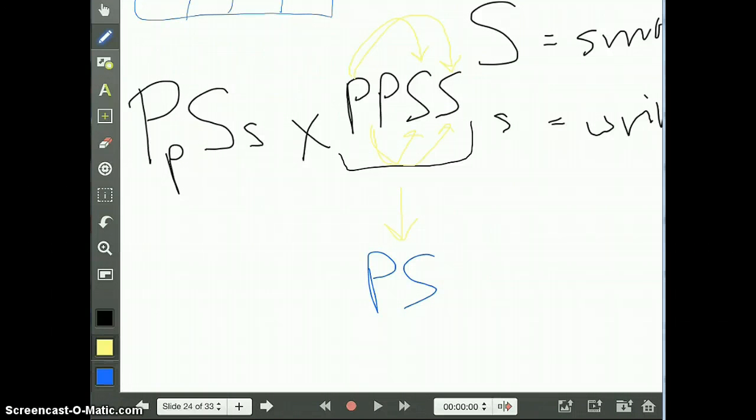However, if I do that same setup here, I got big P, big S, big P, little s, little p, big S, and little p, little s. Those are the different combinations I can get. So I take those four and I cross it with this one. And that's what's going back up here into the top.